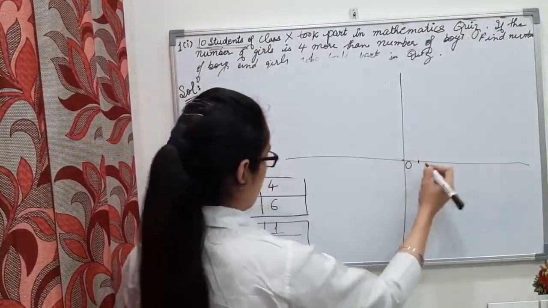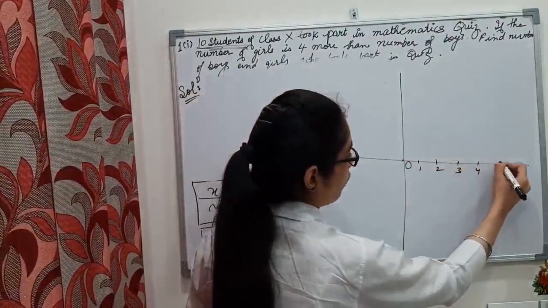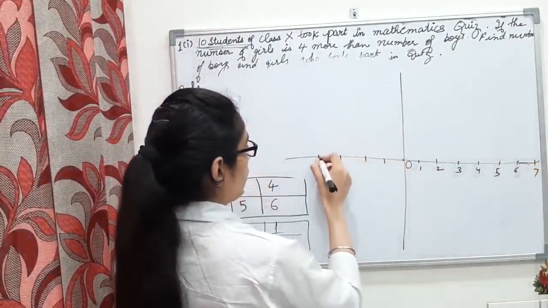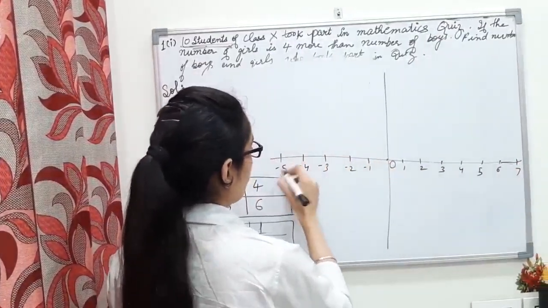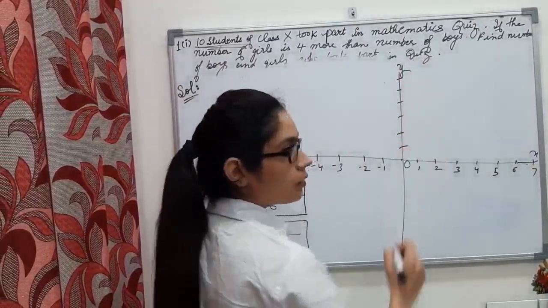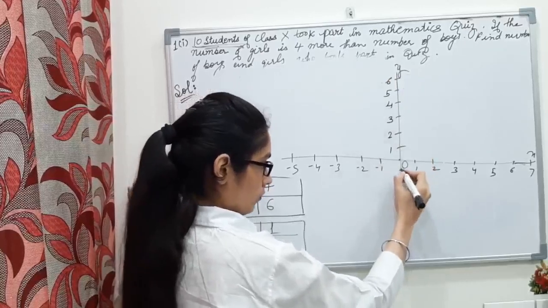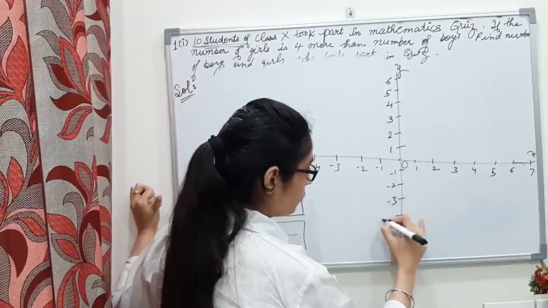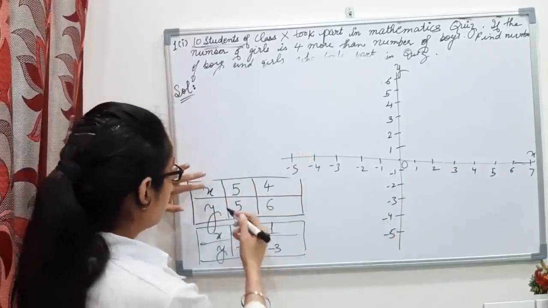This is origin. All the values I will assume till 6: 1, 2, 3, 4, 5, 6, 7. This is your minus of x, 1, 2, 3, 4, 5. This is y-axis, this is x-axis. Okay. So I have written the points for x and y-axis. Now let's plot the points on the graph.